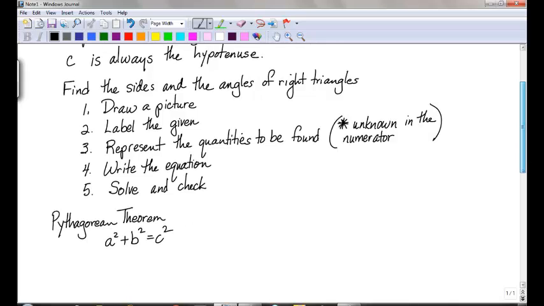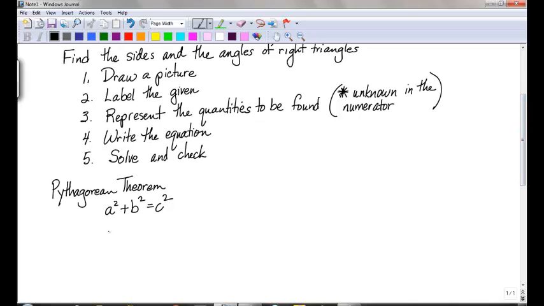If they put it on a coordinate plane, then they might be using x squared plus y squared equals r squared, and r is the radius vector. That's the same as the hypotenuse. And the 6 trig definitions.